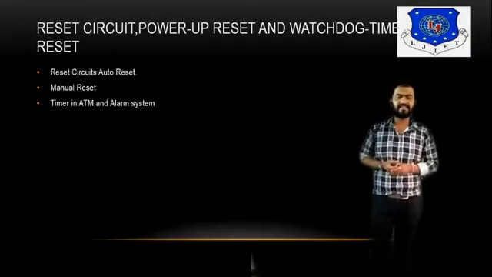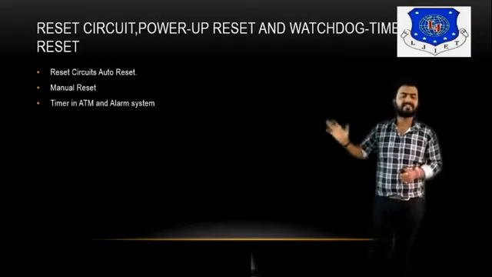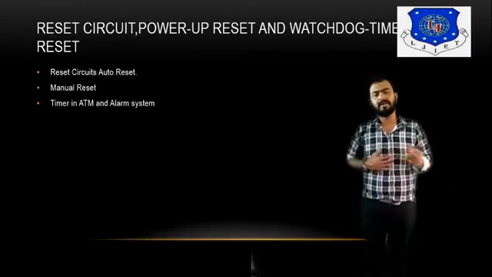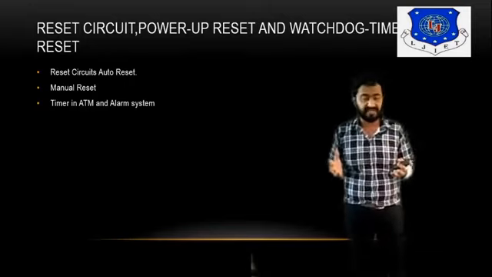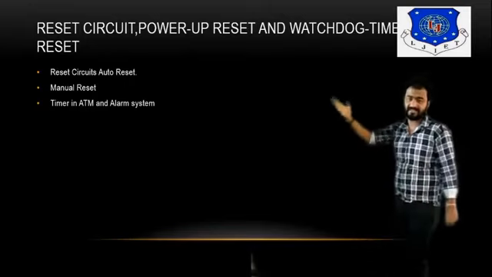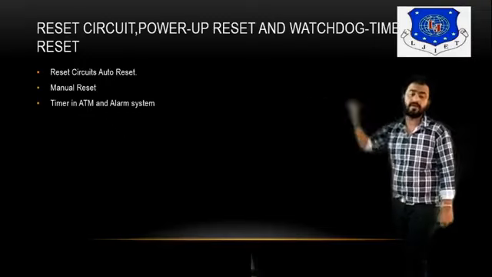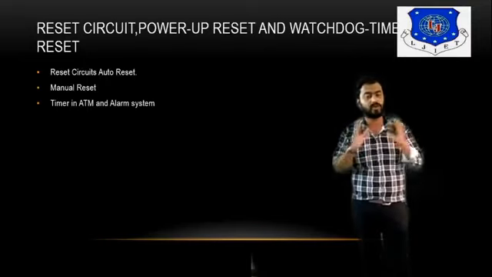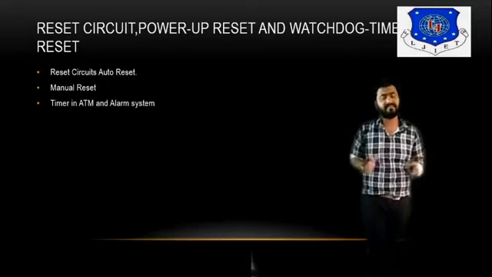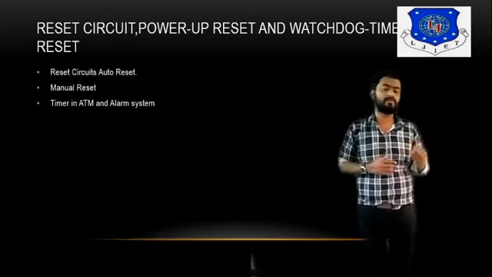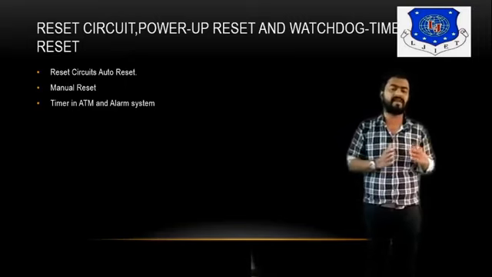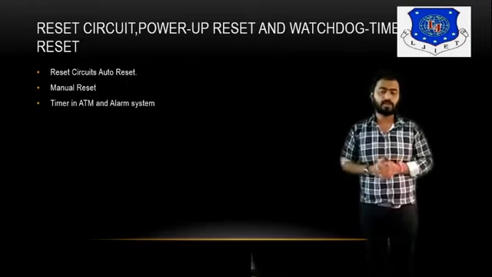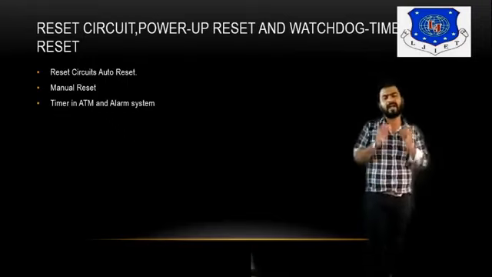Reset circuit, power off circuit, and watchdog timer circuit. The reset circuit is generally used to stop your program and start from the beginning if some misbehavior is generated during the operation or during the task. So the reset circuit is also there. Manual reset and automatic reset are also there. For timers in ATMs and alarm systems, we use the watchdog timer. If some unknown person or some unknown pulses are generated during that time, you can see that with the help of that particular timer you can stop it, right? So it's a best example of an embedded system.